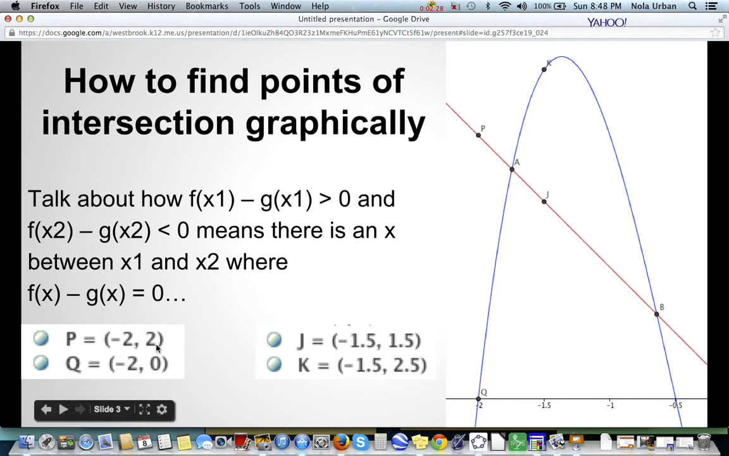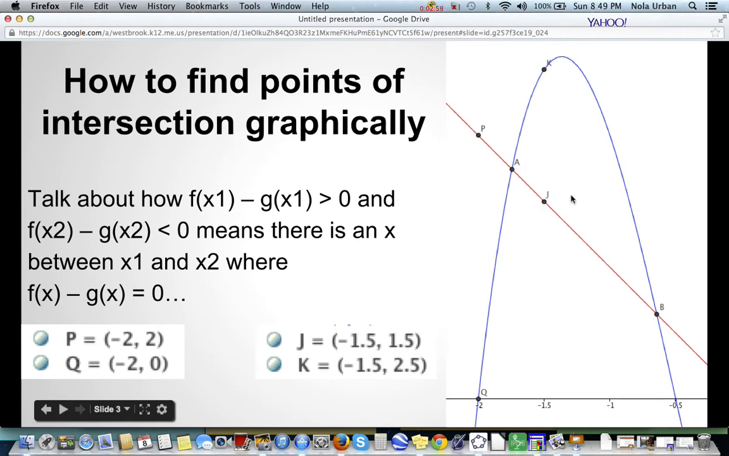When I plugged in negative 2, I got a value of 2. And the Q point came from plugging negative 2 into the blue function, and it gave me 0 for its y-coordinate. My red function evaluated at negative 2 is 2, and the value of my g function at negative 2 is 0. When I do 2 minus 0, I get a number that is positive. It's greater than 0. And that was on the left side of my point of intersection.